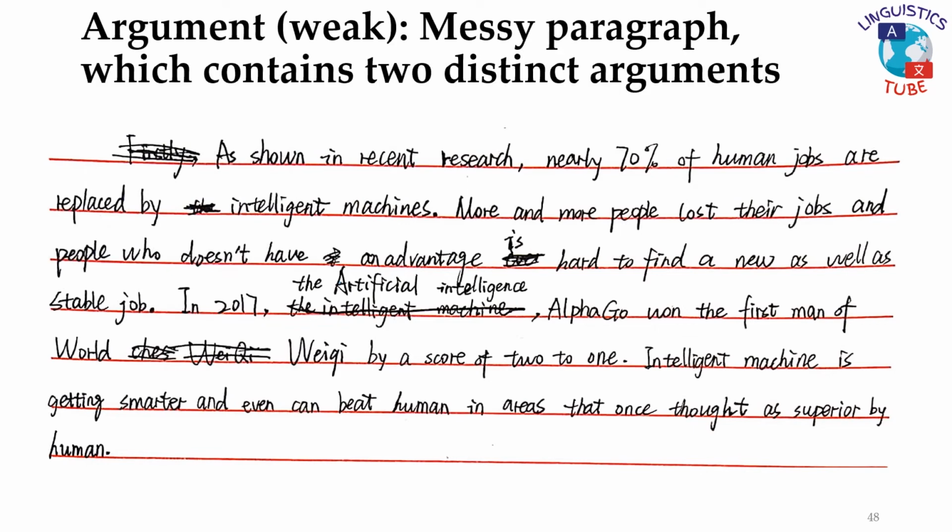From this point, I will now show you arguments that were weak. This paragraph is poorly structured, as it contains two distinct arguments. Firstly, that unemployment is rising, and secondly, that machines are becoming too smart. Of course, you cannot have two arguments in one paragraph. Also, the second argument is more factual than argumentative, as it never explains the negative consequences of machines becoming smarter.